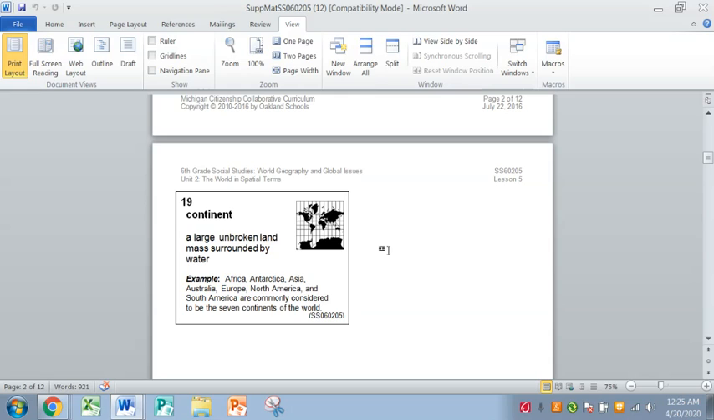So we actually are going to talk about how there are 7 continents by name, but we will learn a little bit this year and a little bit more next year that a continent is actually an unbroken landmass surrounded by water. So if we look into detail at the continents, we actually only have 4 continents because North and South America are connected with no separation, and Asia, Europe, and Africa are all connected with no separation. It's quite interesting, but we're not going to get into that too far. Example, Africa, Antarctica, Asia, Australia, Europe, North America, and South America are commonly considered to be the 7 continents of the world.